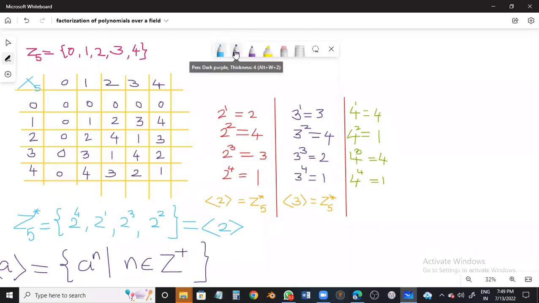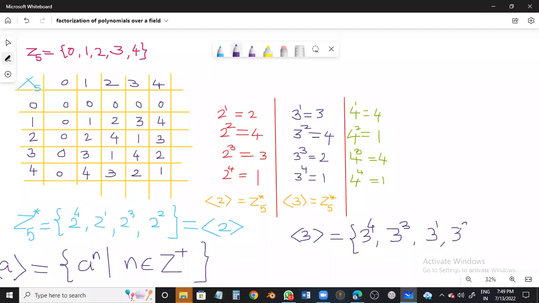Yes, ma'am. Okay. Now, if I talk about the elements generated by 3, then what are they? Generated by 3, I get 3 raised to 4 as 1. Then I want 2, so I can write it as 3 cube. I want 3, so it is 3 raised to 1. And we have to get 4 by squaring 3.